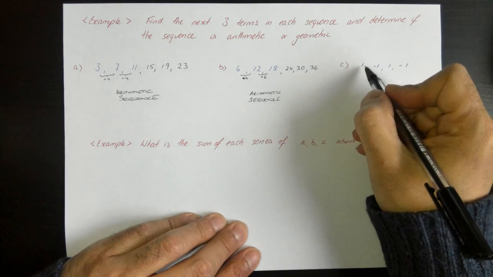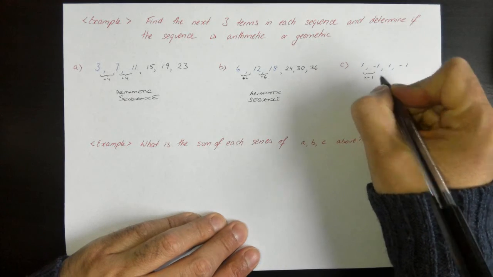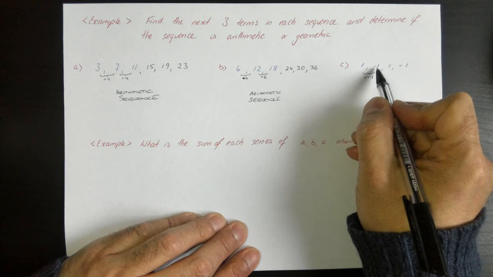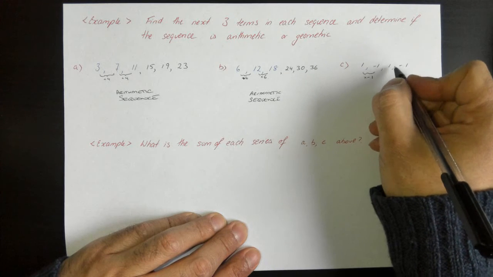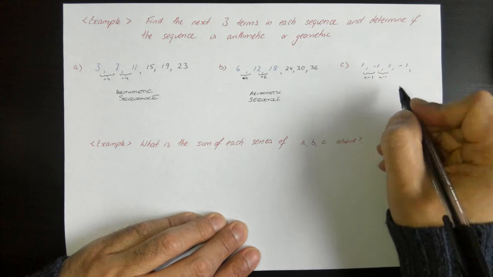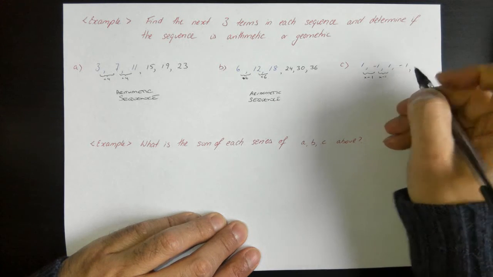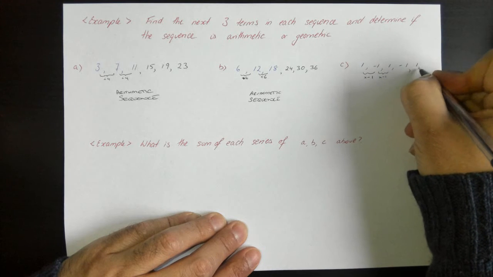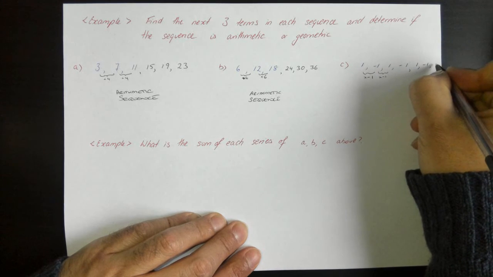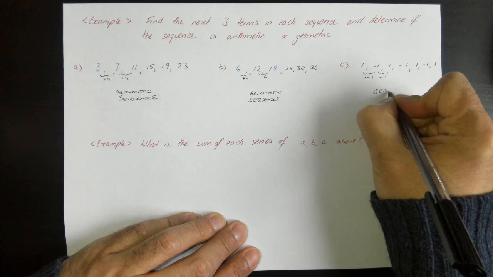Here it looks like I'm multiplying by -1. So if I times 1 by -1, I get -1. If I times that by -1, I get 1. Times again I get -1, and then I get 1. So this would be a geometric sequence.